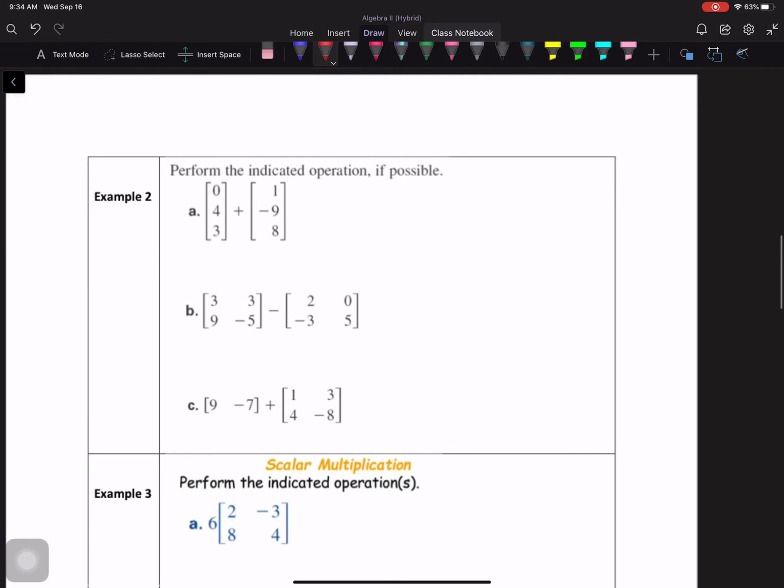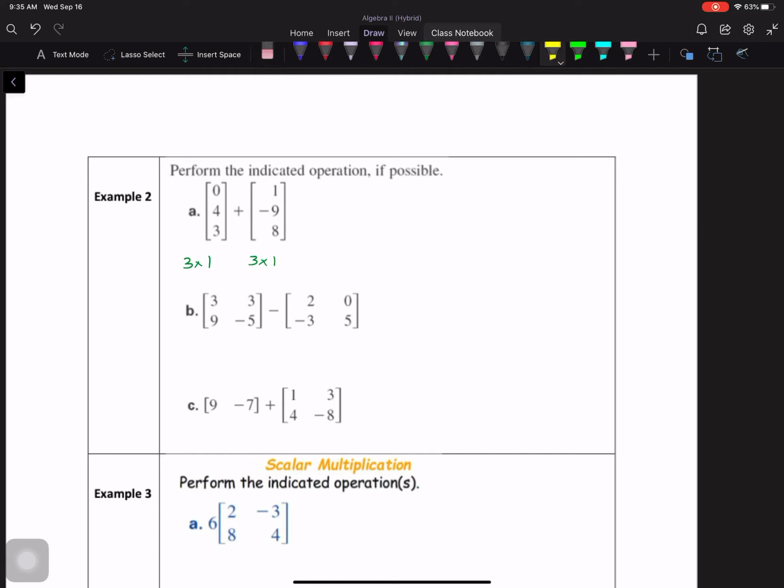So let's get into something a little bit more difficult. Letter A here. Perform the indicated operation, which, hopefully we can see right here, is addition. First of all, check to make sure they're the same size. You can only add and subtract the matrices that are the same size. So right now we have 3 rows and 1 column. So this is a 3 by 1. This is also a 3 by 1. So we can go ahead and add.